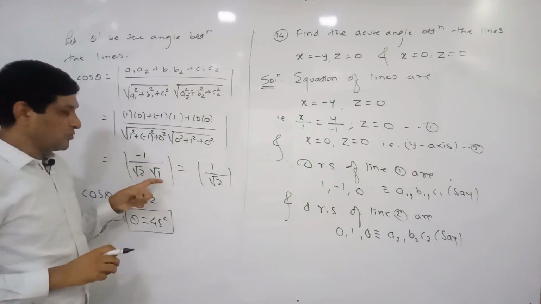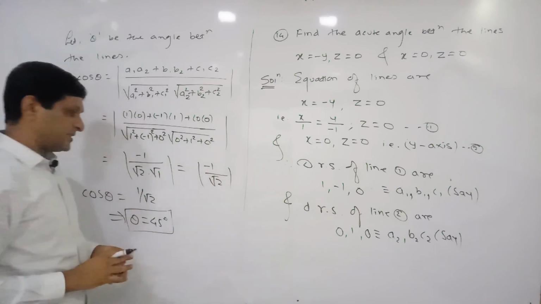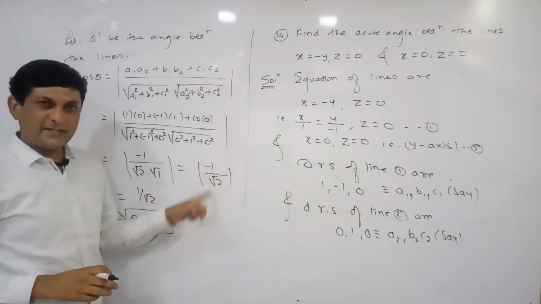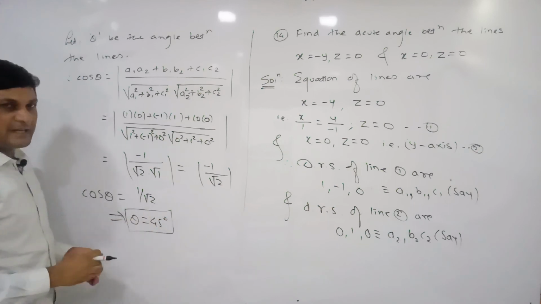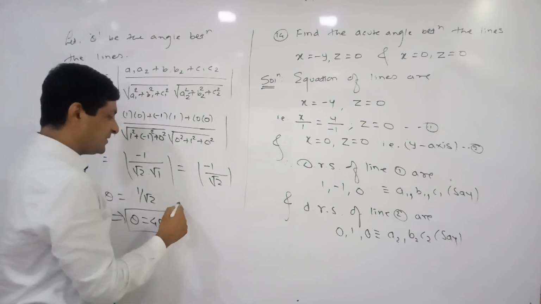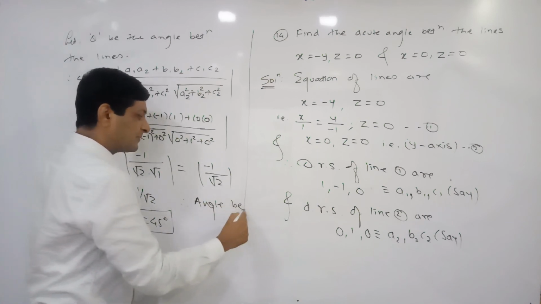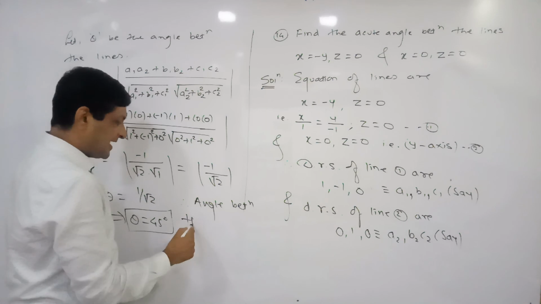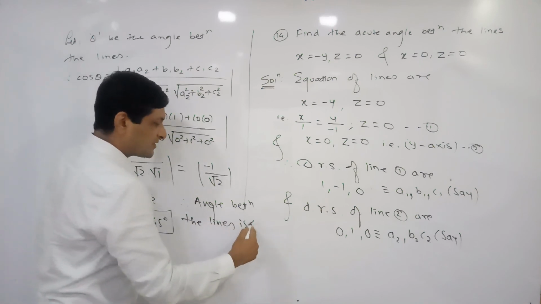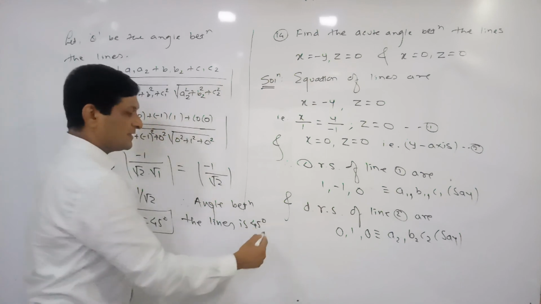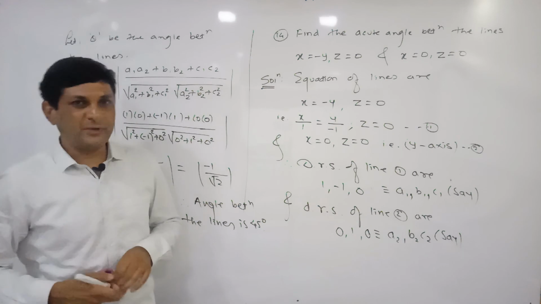What is the value of root 1? 1. 1 into root 2 is root 2. In the numerator, minus, keep it as it is. If we take the mod of minus 1 by root 2, it will be equal to plus 1 by root 2, which implies that theta is equal to 45 degrees. Means we can say that therefore the angle between the lines is how much? 45 degrees. So in this way, applying this formula, we are finding the acute angle between two lines.